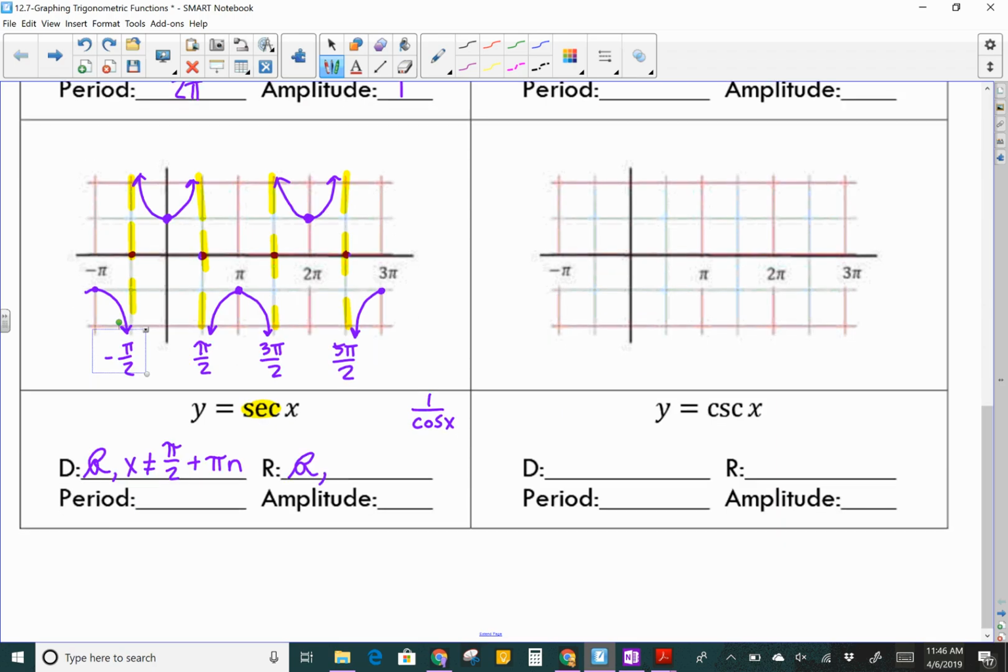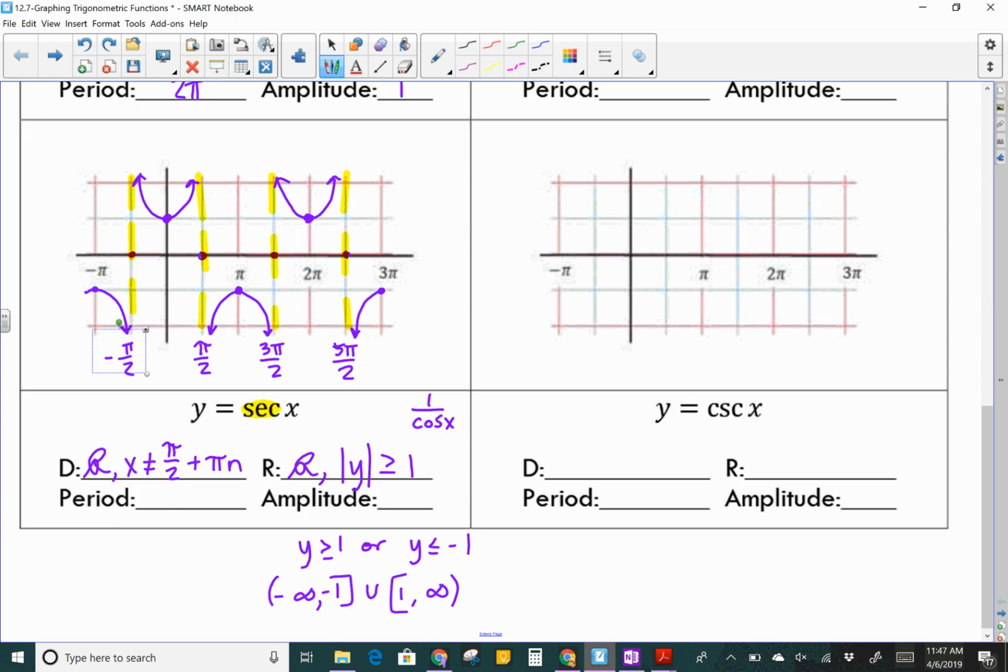I happen to think the shortest way is for you to remember your absolute values. The absolute value of y is greater than or equal to 1. Now, you could also say y is greater than or equal to 1 or y is less than or equal to negative 1. You could also use interval notation: negative infinity to negative 1, union 1 to infinity. So you've got those possibilities.